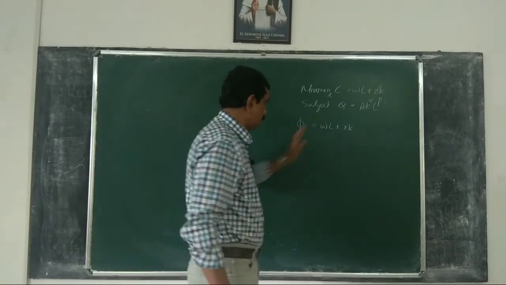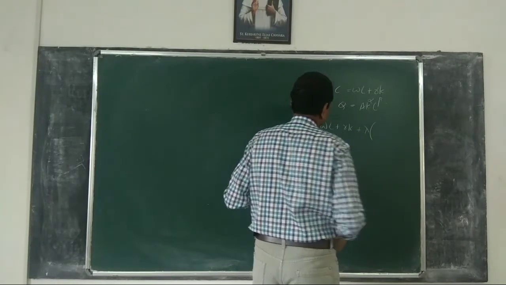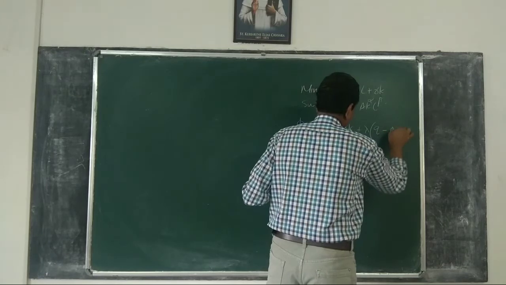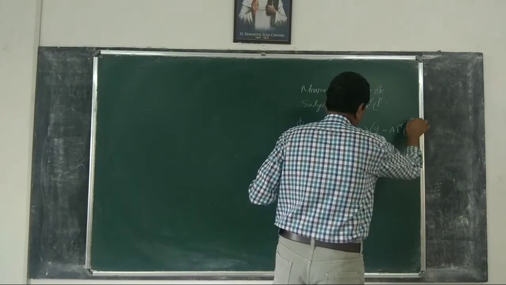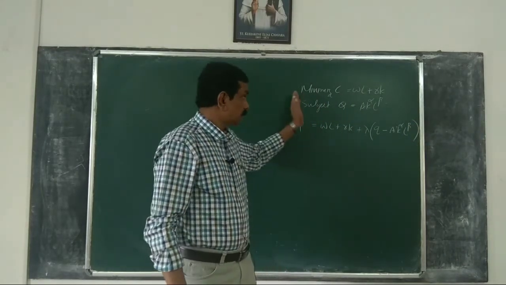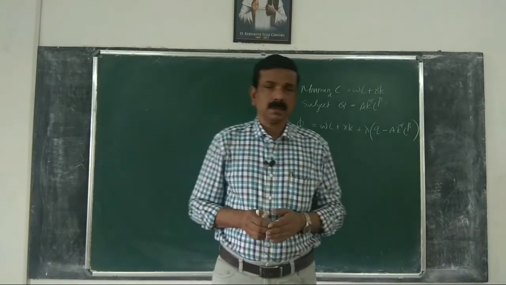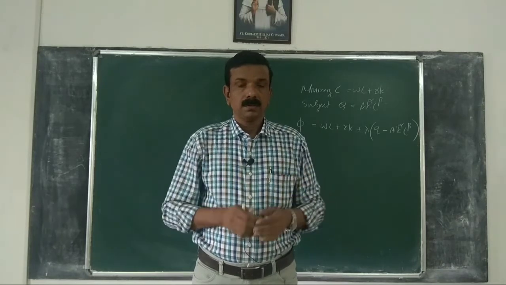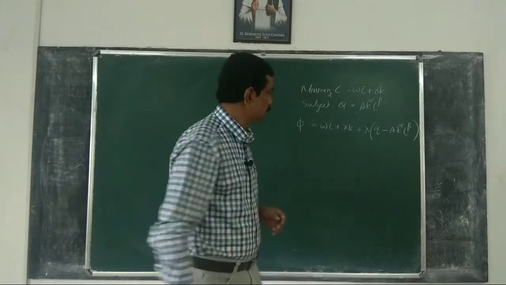So the Lagrange function is WL plus RK plus lambda into Q minus A K raised to alpha L raised to beta. We are considering the cost minimization problem. You will get the same result if you do the output maximization problem. Both will give you identical results.